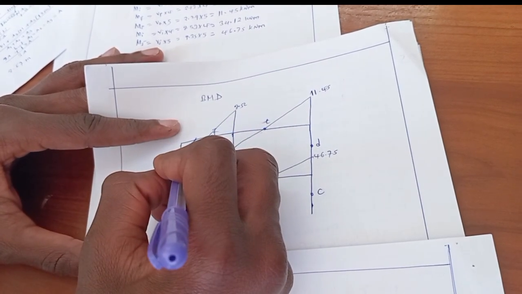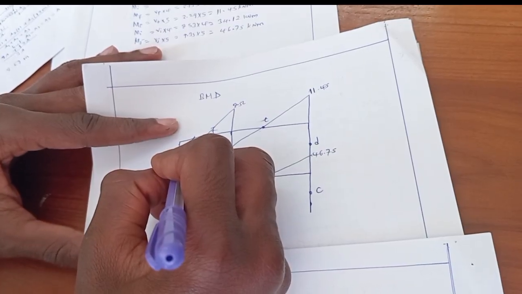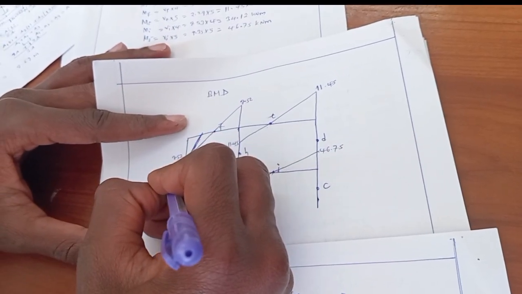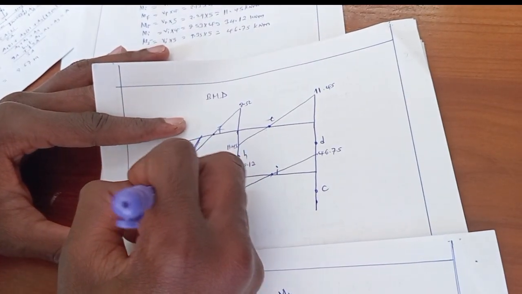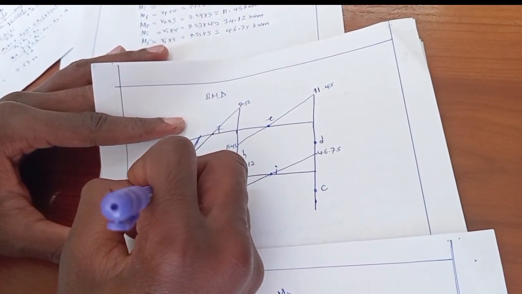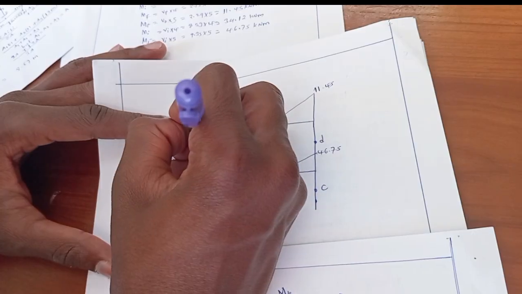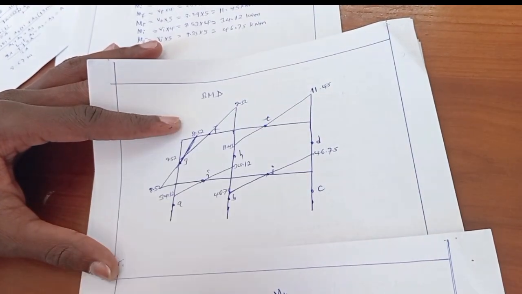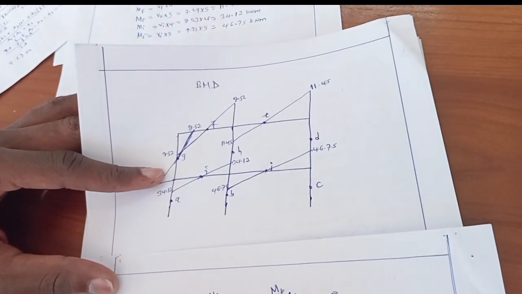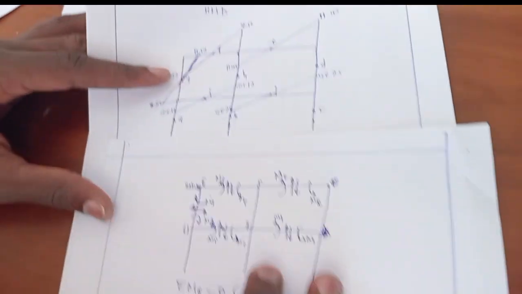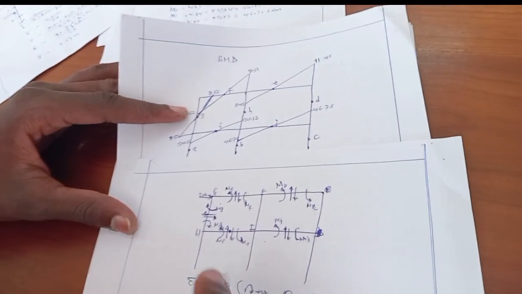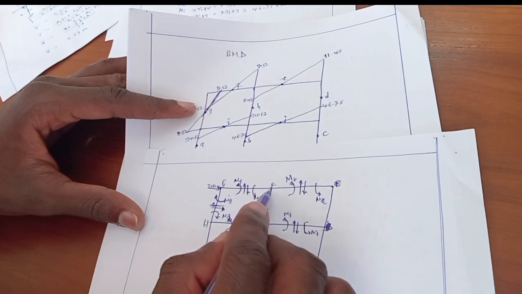For equilibrium, this member we shall prolong this way so as to be in equilibrium. So MG will be 8.52. This is the bending moment of MG. Now let's consider the ridge joint F.